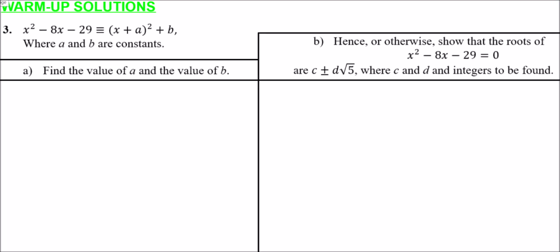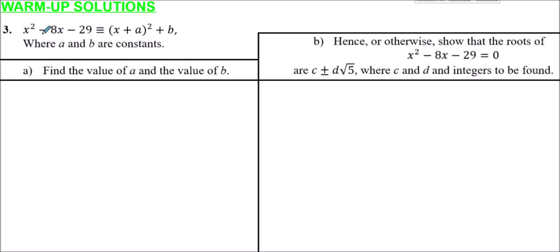Question 3. 2 parts to this one. So we have this expression, x squared minus 8x minus 29, and we need to rewrite it in this completed square form, where a and b are constants. So to find the value of a and the value of b, what we need to do is complete the square, and then compare our values to the positions of a and b. So let's just do that now.